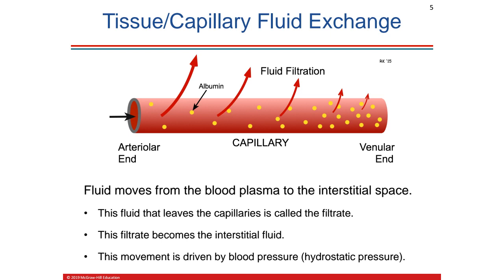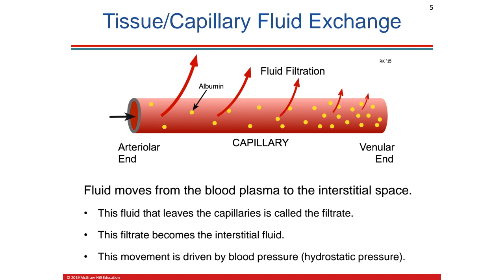The fluid that leaves these capillaries is called the filtrate. Here we can see this fluid leaving. Once it's in the interstitial space, it's called the filtrate, and it becomes the interstitial fluid. What's being shown here is that the movement of this fluid is driven by blood pressure, also called hydrostatic pressure. And what you note with these arrows is that the arrows get smaller and smaller as you move from the arteriolar end to the venular end.